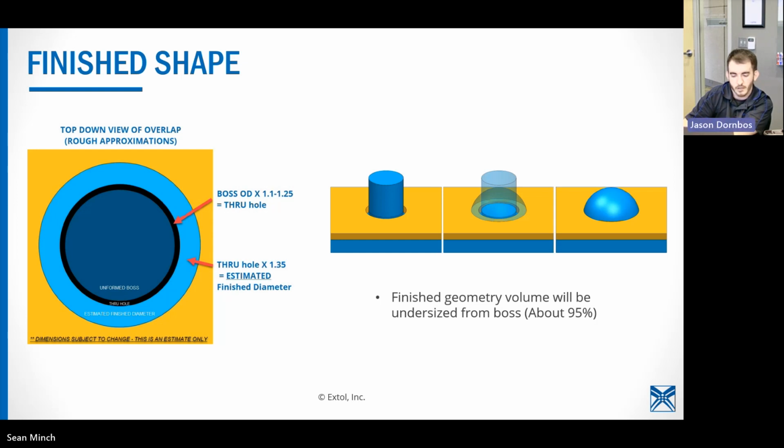Another thing to note, Extol will generally design your product to have about 95% cavity fill of the unstaked boss. That will provide a little bit of flash, but the reason behind that is to ensure that there's a complete stake every time. So allowing that little bit of wiggle or tolerance of 5% will ensure that.